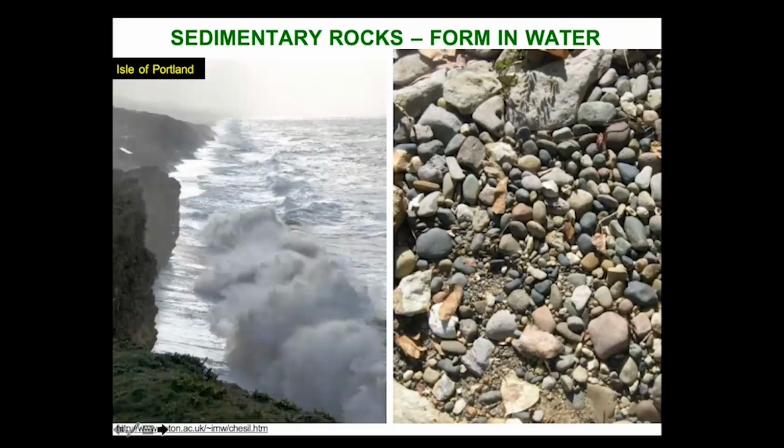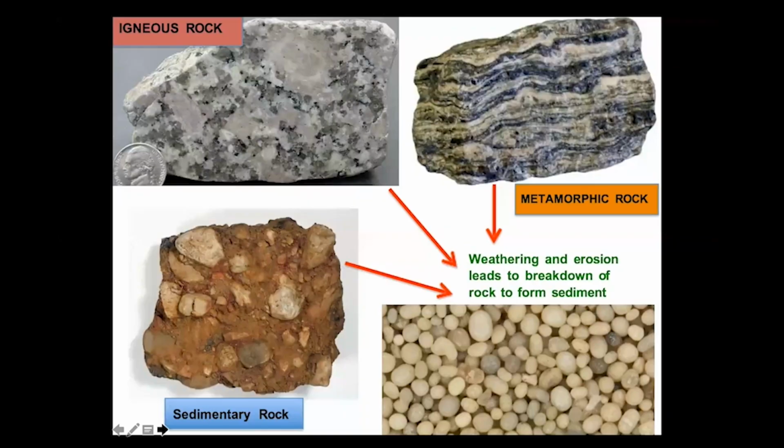Sedimentary rocks form in water. So, for example, here on the left-hand side, it shows severe waves crashing in against a coastline. As those waves crash in against the coastline, they will erode away the rocks that are there. They'll produce a beach, as you can see on the right-hand side, with lots of pebbles of different sizes. Also, they'll produce a lot of grains that are so small that you cannot even see them on the scale of the photograph shown there.